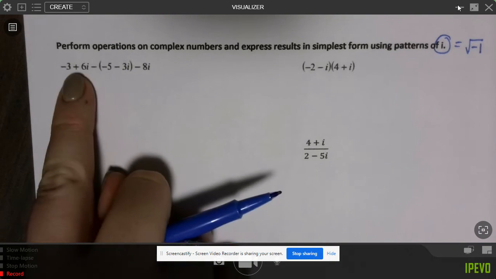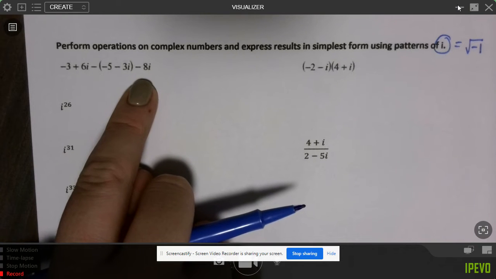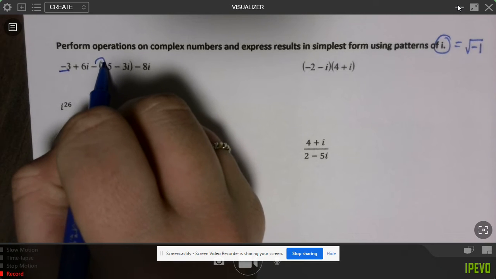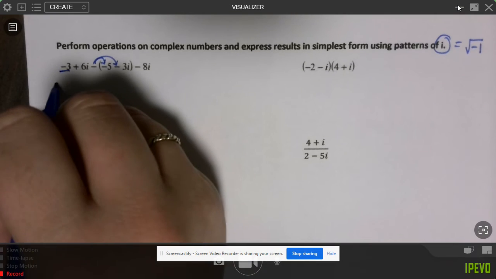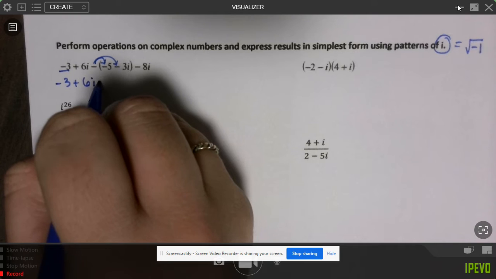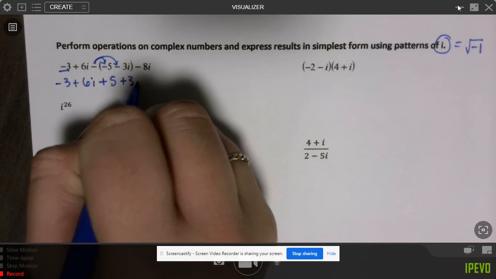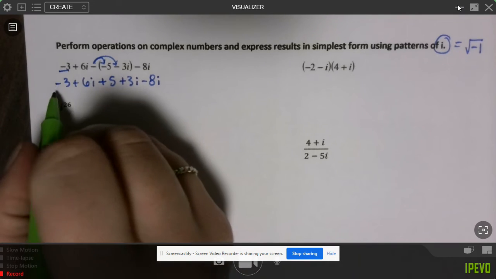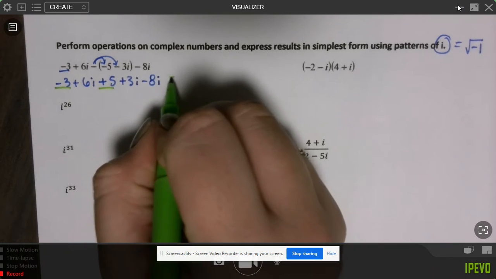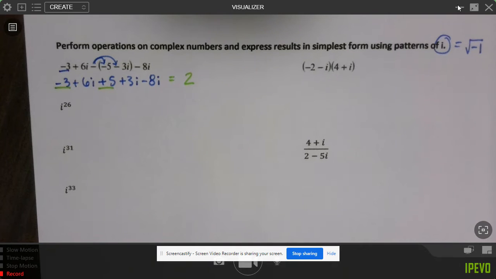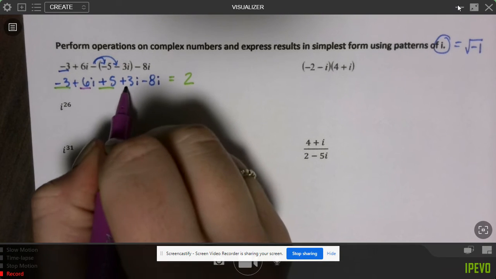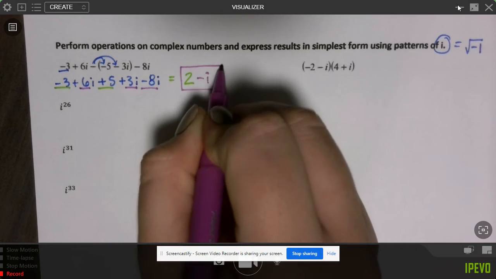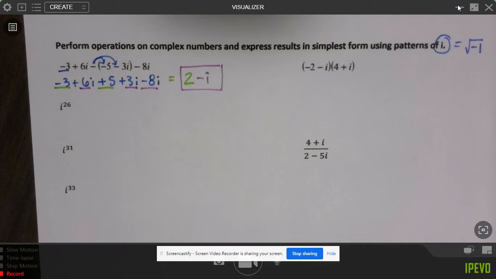So here we go. When we combine imaginary numbers, we're going to combine like terms. So -3, this minus sign actually can come inside here and be distributed. So it's a +5, a +3i, minus an 8i. And so we can combine our like terms. -3 plus 5 is a +2. And then we have 6 plus 3, which is 9, minus 8, which is 1. So 2 minus i is the simplified version of that expression there.